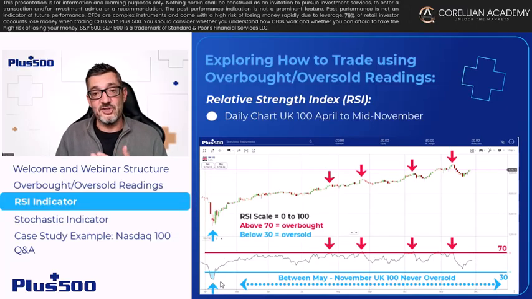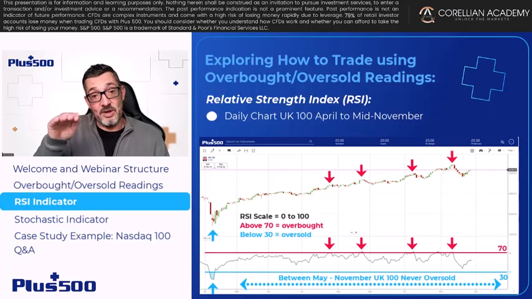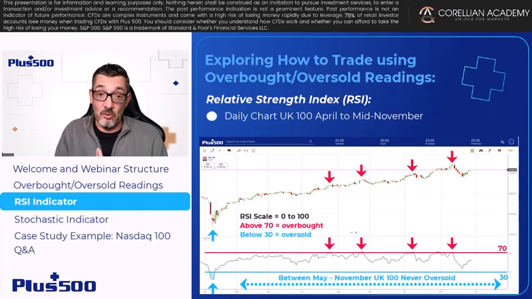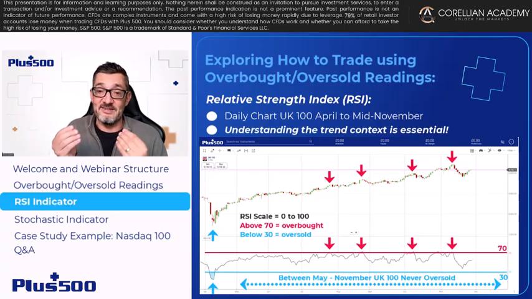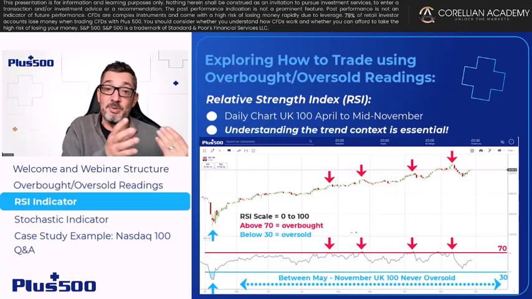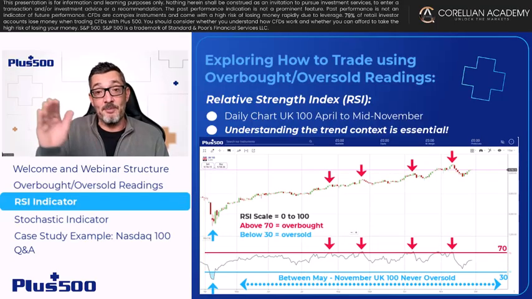And this highlights one of the challenges with momentum indicators in strong trending markets. In an uptrend, it only takes a small dip in price for buyers to step back in. And in a downtrend, it only takes a modest rally for sellers to reappear. The indicator rarely reaches the traditional extremes. That's why understanding the trend context is essential, because this can shift perceived oversold readings in an uptrend to higher levels and perceived overbought conditions lower in a downtrend.